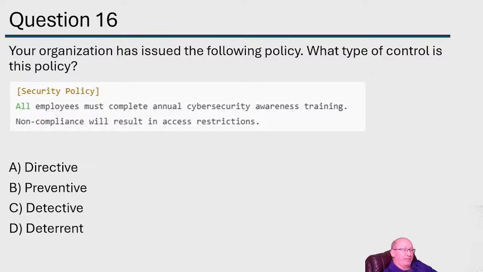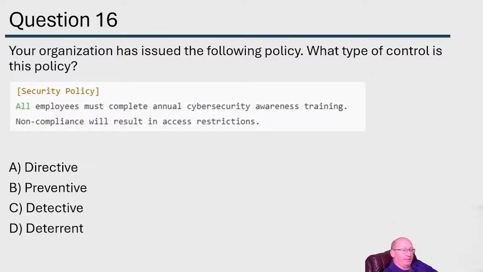All right, let's answer this one. Your organization has issued the following policy. What type of control is this policy? We see a security policy in place. Let's start with D, deterrent control. I do like deterrent control because we're trying to deter our employees from doing something they shouldn't be, which would be security awareness training, right? We want them to do that. Does that constitute a deterrent control? Maybe. D, probable answer. I'll put that in my top 2.